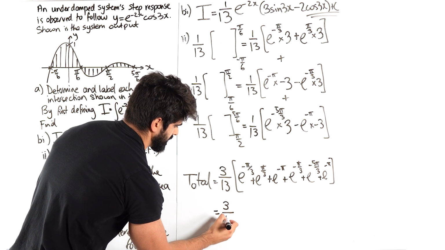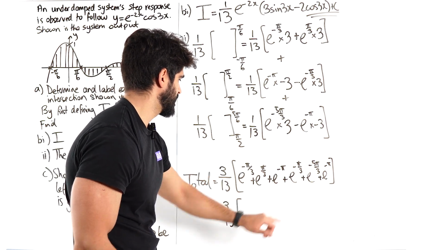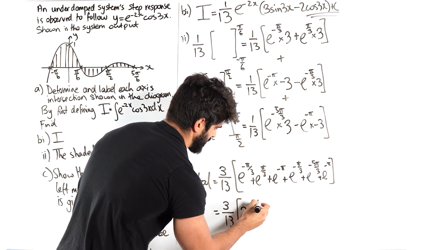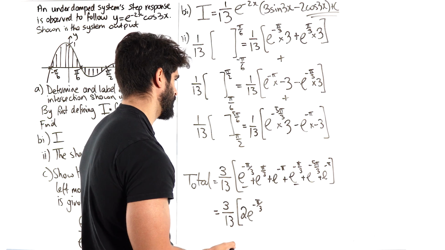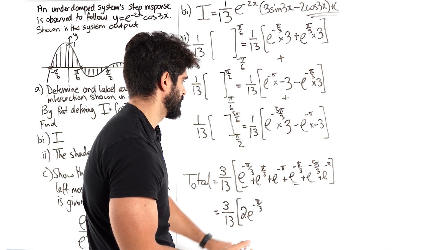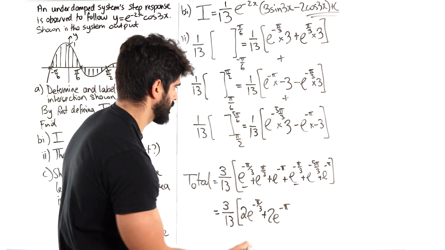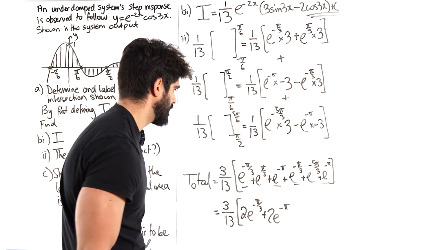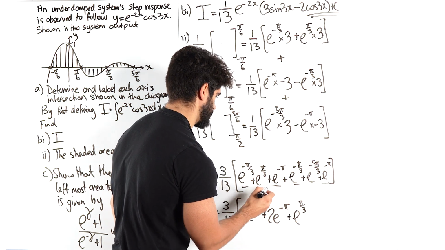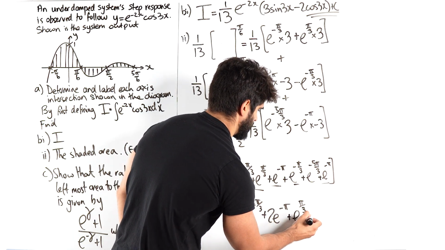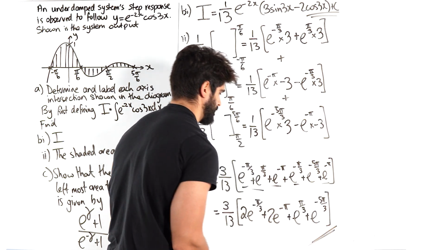So I get 3 over 13. This plus this, 2e to the minus pi over 3. That doesn't get shared with anything. This does. 2e minus pi. E to the pi over 3. And e minus 5 pi over 3. I think that's all right.